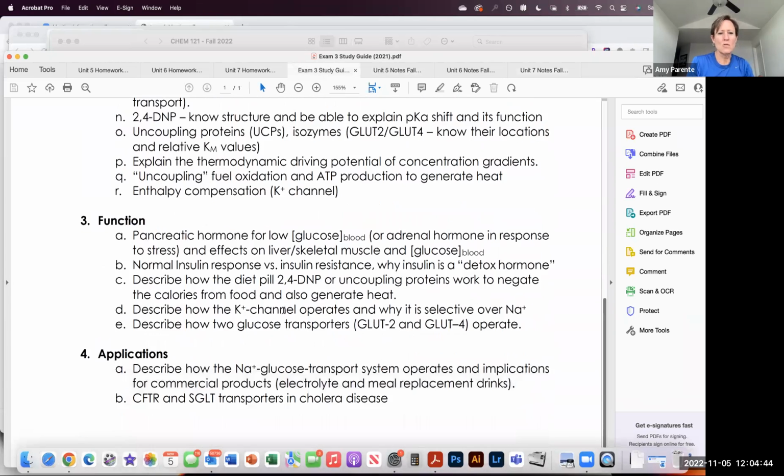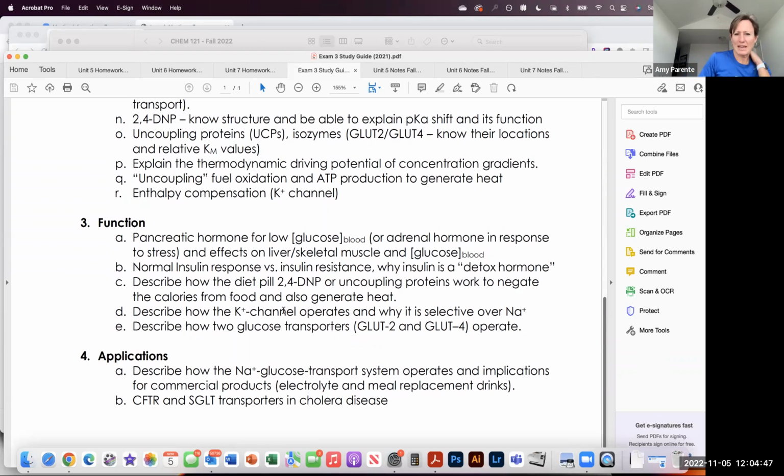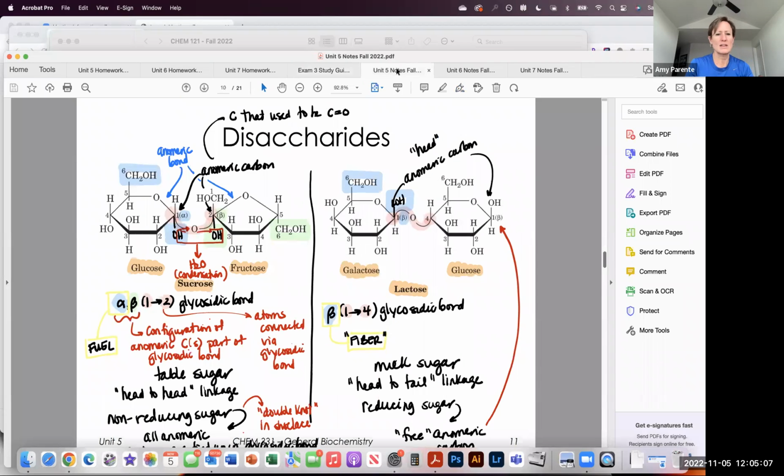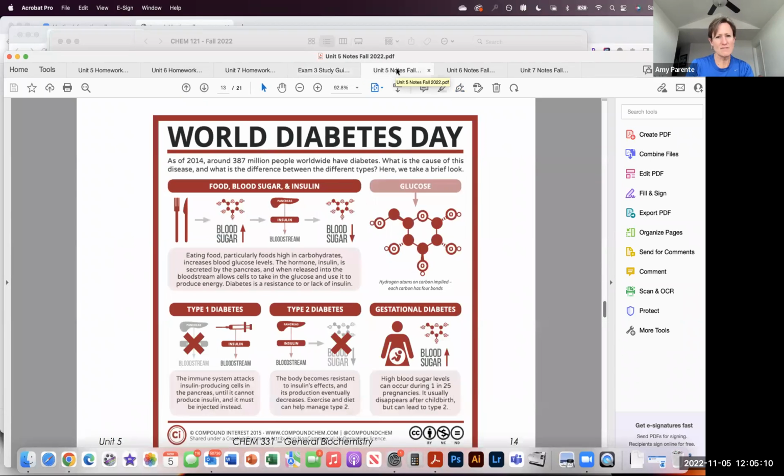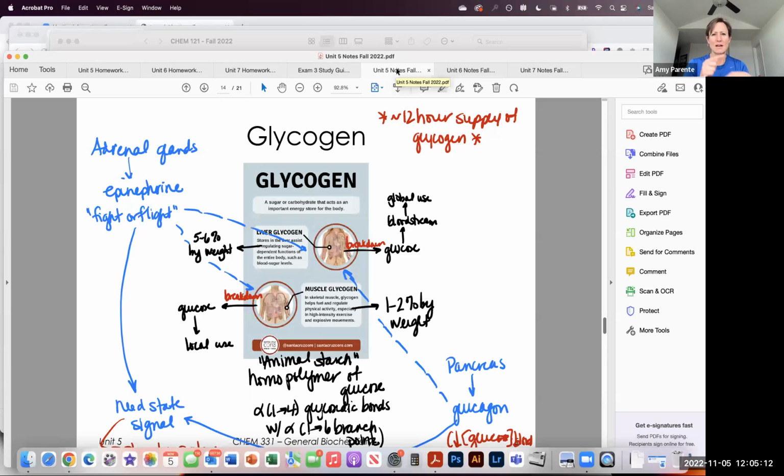All right. So moving into functions, and then there's a few application pieces. Function is a big picture thing, thinking about how we manage glucose homeostasis: the pancreatic hormone for low blood sugar or an adrenal hormone in response to stress, and then the effects on the liver and skeletal muscle and glucose. I'm going to go to the slide that talks about glycogen metabolism, and these are slides that I'm going to be making some videos on.